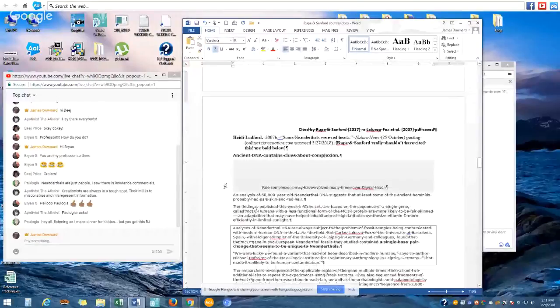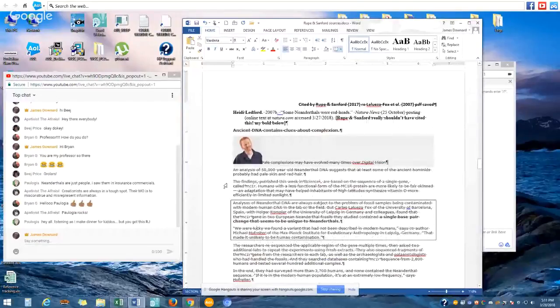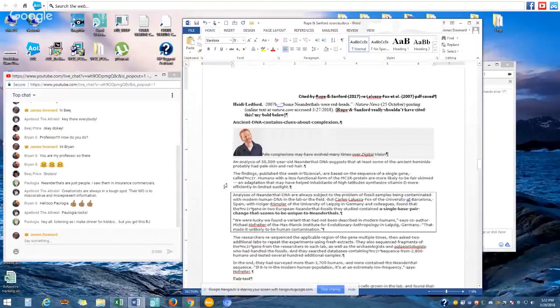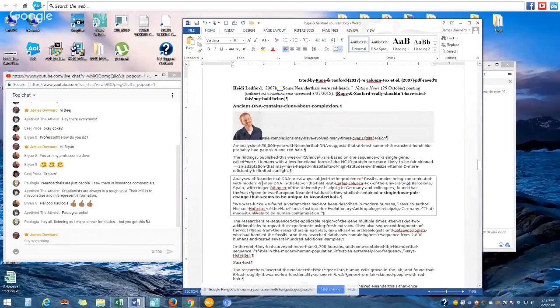There's Ledford. That's the commentary piece that they cited. And you can see this section here where I put a little highlight. It's about the Neanderthal DNA. They were unsure about contamination, and they finally were identifying this MC1R gene variant that is involved in skin pigmentation. It's in two European Neanderthal fossils they studied, and it contained a single base pair change that seemed to be unique to Neanderthals. This is not occurring in human beings. This is a unique characteristic.